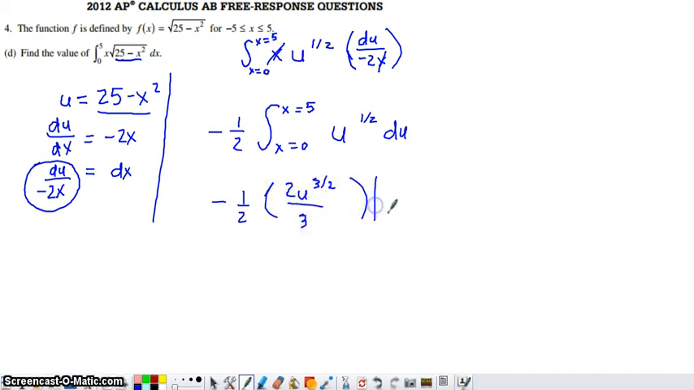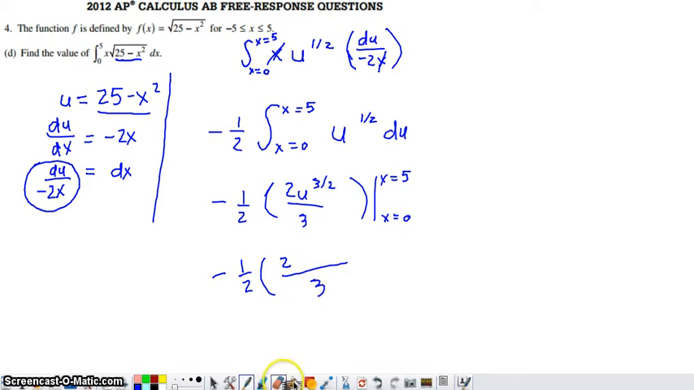And we would have to evaluate this from x equals 0 up to x equals 5 and take a difference. Now these are x values here. I didn't elect to change them to u values. I'm going to have to substitute 25 minus x squared back in place of u before I put anything in place of any variables. So I'm just going to rewrite this as negative 1/2 times, I still am going to have 2/3 inside this quantity.